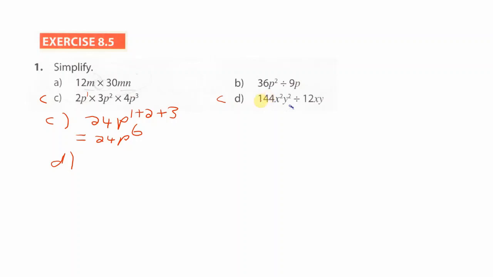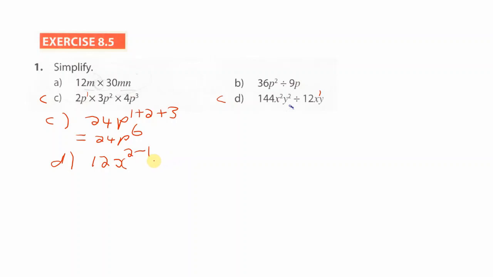Next, we look at the coefficients or the numbers. So we have 144 divided by 12. 12 goes into 144 12 times. Next, we look at the variables or the letters of the alphabet. Firstly, we have x. We have 2 x's. We are dividing. If we are dividing, our x's become less. We are dividing by an invisible 1. So we have to reduce our number of x's by 1.